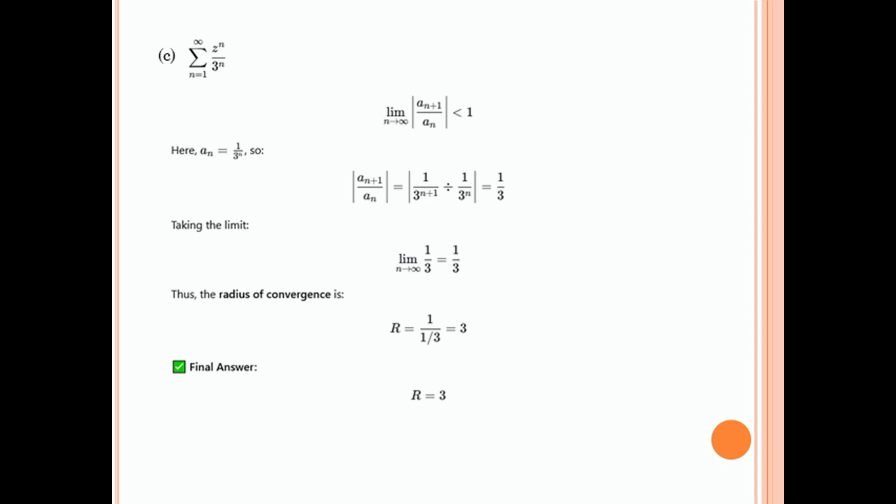I hope you all understand the concept of our series and how to find the radius of convergence for some examples.